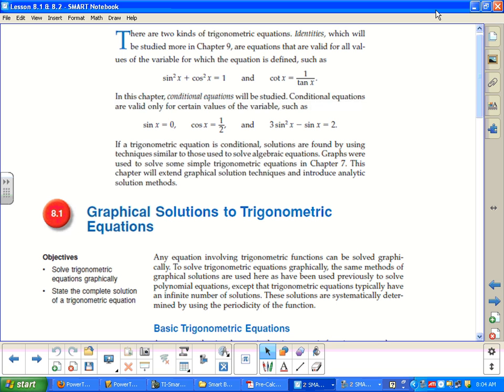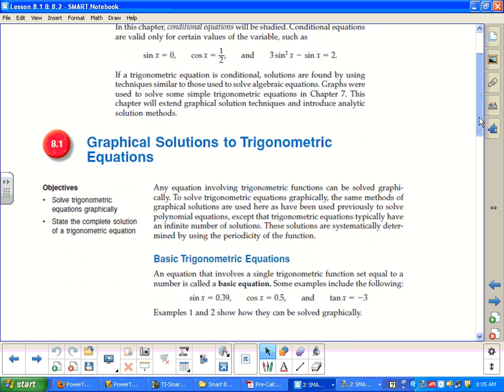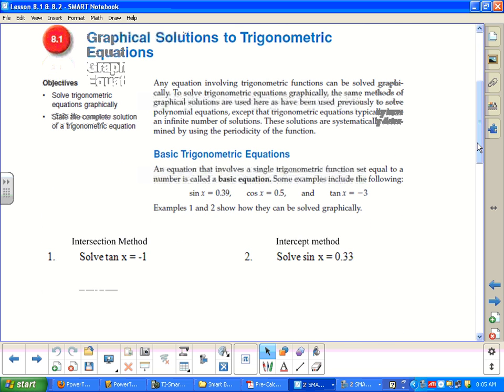If a trigonometric equation is conditional, solutions are found by using techniques similar to those used to solve algebraic equations. We're actually going to be using graphs to do it, which is what we're going to focus on today. And we're going to be looking at using algebra to solve equations also. The easiest part is using the graphs to find them. Now if it's an obvious one where we can use our unit circle, we will use that. If we need to use other methods, then we will.